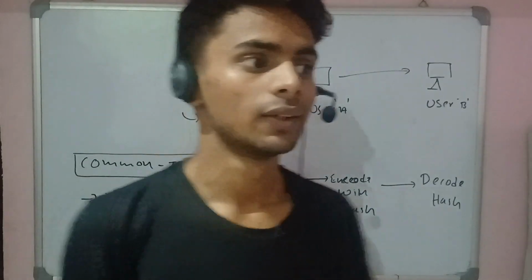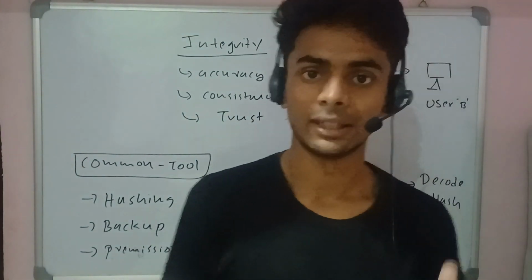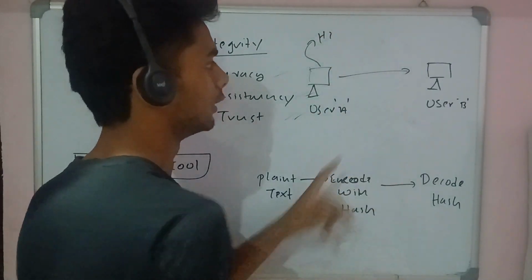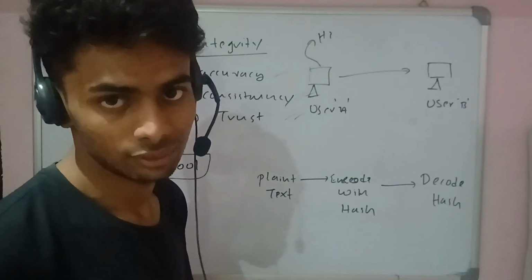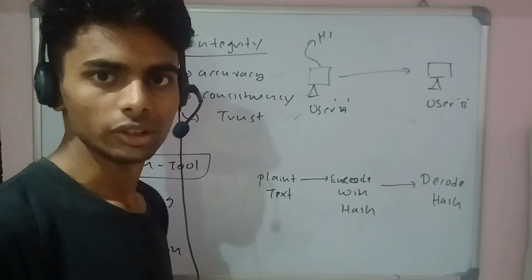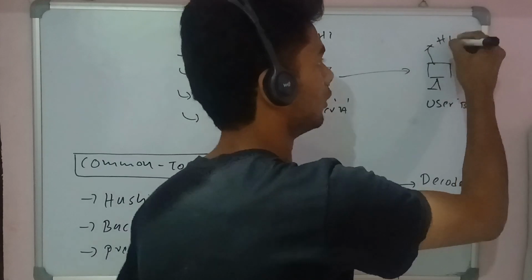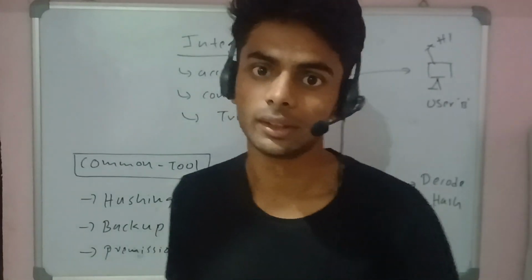Accurate refers to the data that one side sent. If user A sent "hi", then the other side also receives "hi", not "hello". So they receive accurate data.